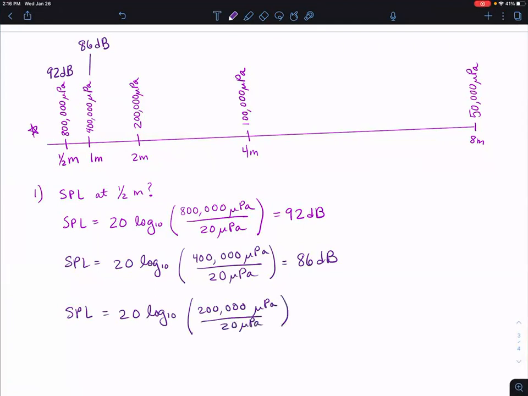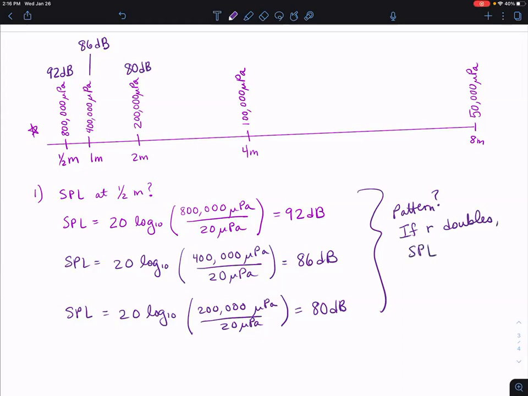Okay, you would do those same things on your calculator. I'm just going to go ahead and write the answer here: it is 80 dB. All right. Do you notice a pattern? What is the pattern? The pattern is that if the distance doubles, the sound pressure level decreases by 6 decibels.